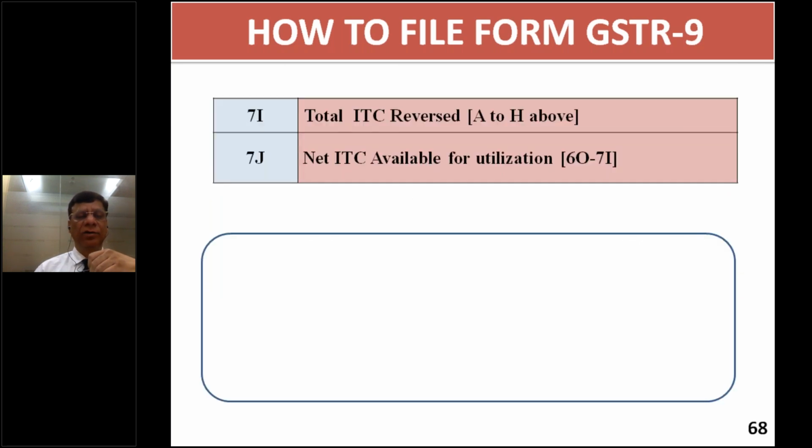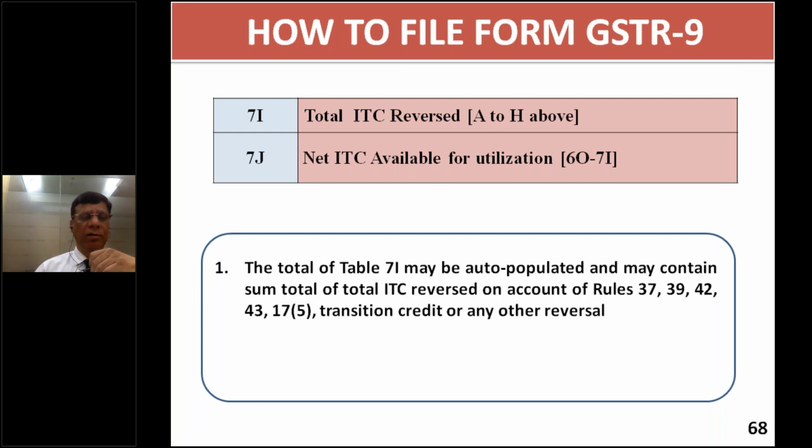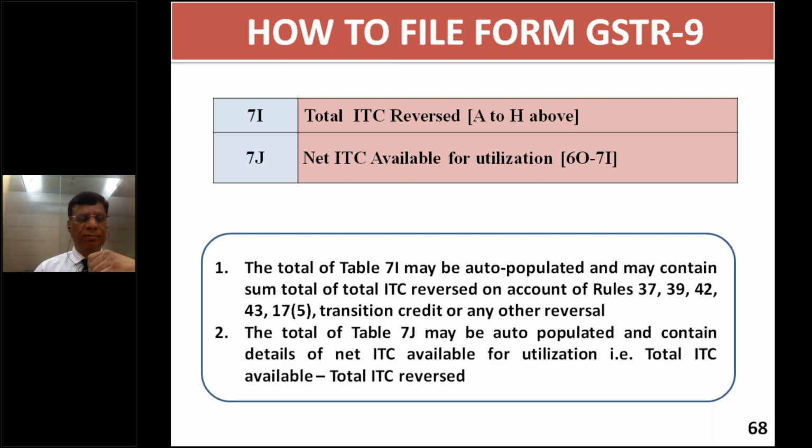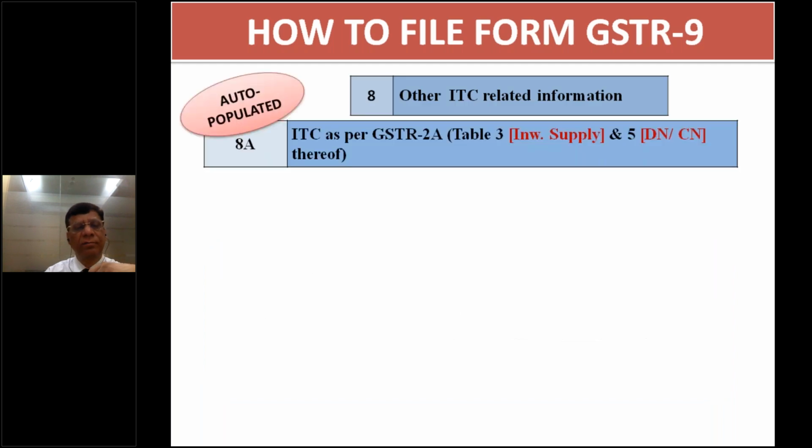7I total ITC reversed, 7G net ITC available for utilization, and then the total of tables may be auto-populated. It contains the total ITC reversed on account of Rule 37, 39, 42, 43, 75, transitional credit or any other reversal. The total of 7G finally may be auto-populated and may contain details of net ITC available for utilization, total ITC available, total ITC reversed.